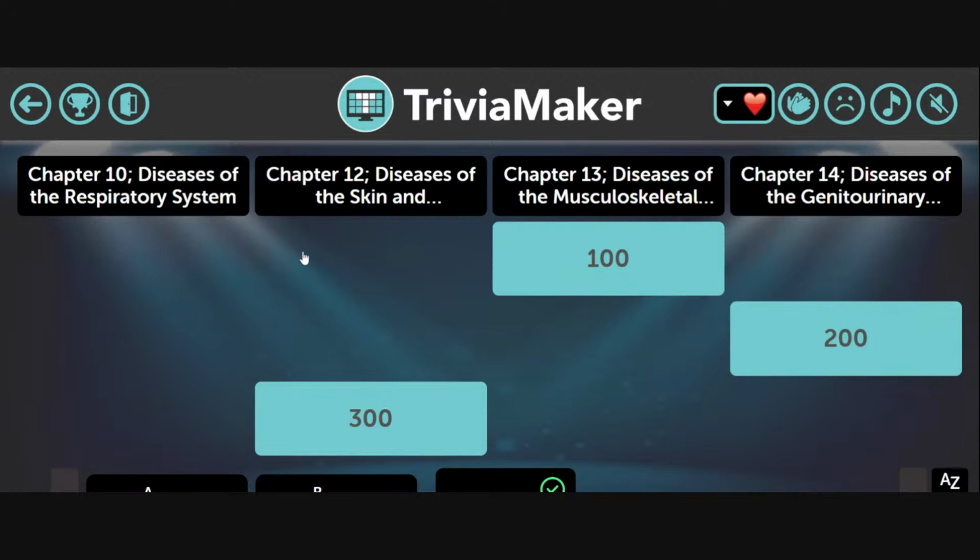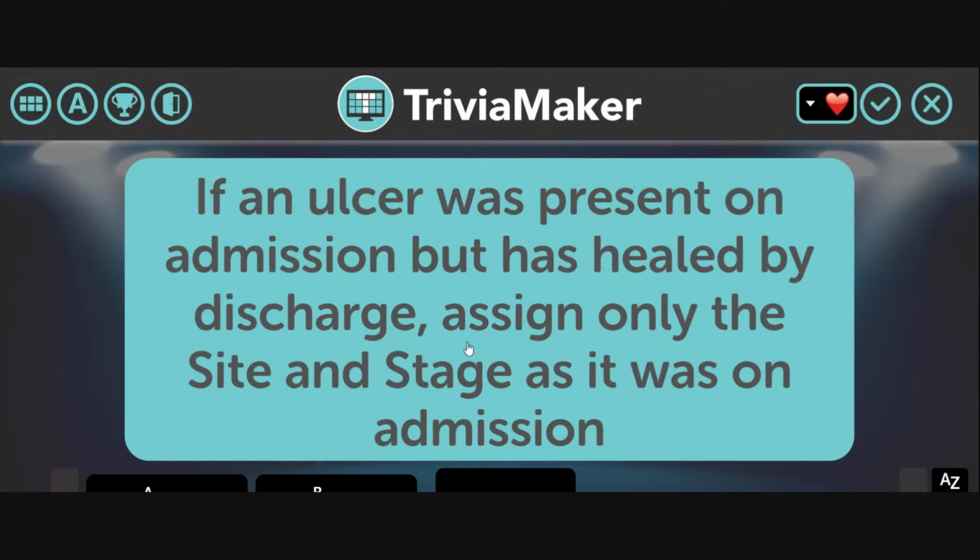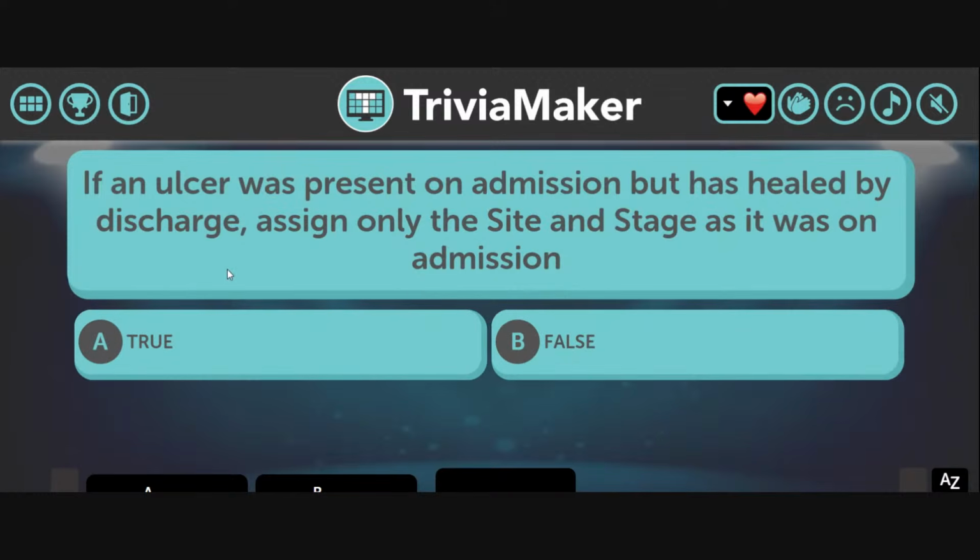All right, now let's close out our chapter 12, diseases of the skin and integumentary system. Let's do a 300. Okay. True or false? If an ulcer was present on admission but has healed by discharge, assign only site and stage as it was on admission. What do we think for this one, coders? True or false?